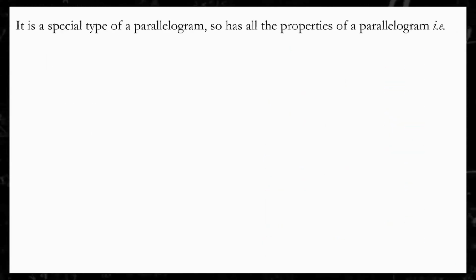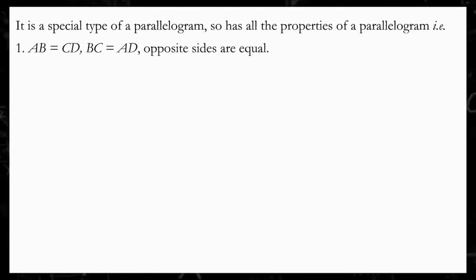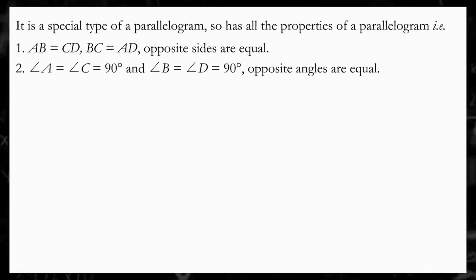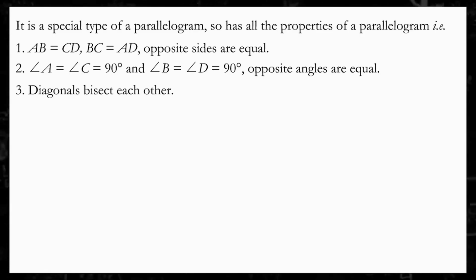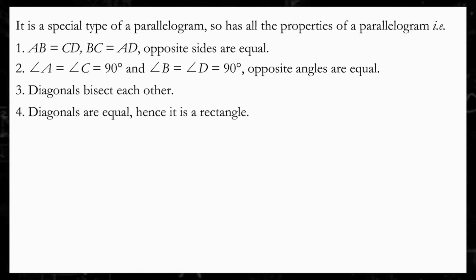It is a special type of a parallelogram, so has all the properties of a parallelogram, that is, AB is equal to CD, BC is equal to AD. Opposite sides are equal. Angle A is equal to angle C is equal to 90 degree and angle B is equal to angle D is equal to 90 degree. Opposite angles are equal. Diagonals bisect each other. Diagonals are equal, hence it is a rectangle.